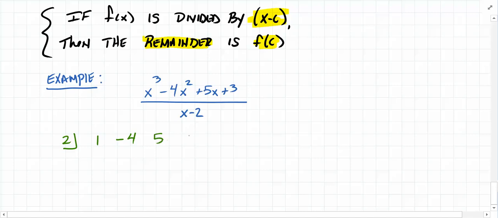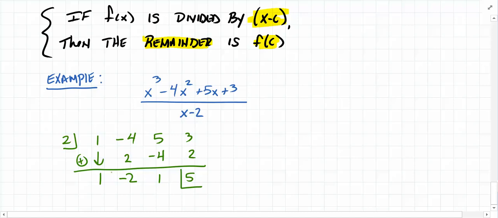So I'm going to get 2 here. Add this together gives me negative 2. Multiply gives me negative 4. Adding gives me 1. Times 2 gives me 5 here. So we know right away that x minus 2 is not really a factor because I don't get a 0 here, but this is illustrating a different point.